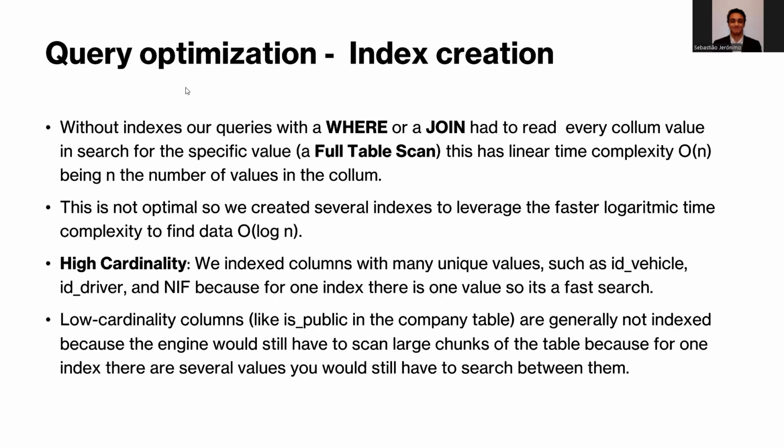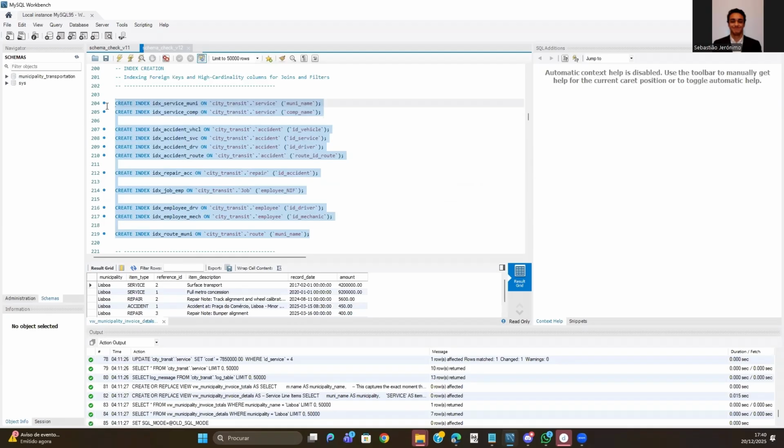The tricks that we use to optimize our queries were index creation, where we create indices to improve the performance of our where or join clause, to avoid full table scans, and to improve our time complexity from O of n, being n the number of values in the column, to O of log of n. We created indices with high cardinality. So we selected column attributes that have a lot of unique values. These are the indices that we created on MySQL Workbench. You can see that mostly they are on foreign keys of the table, so high cardinality attributes.